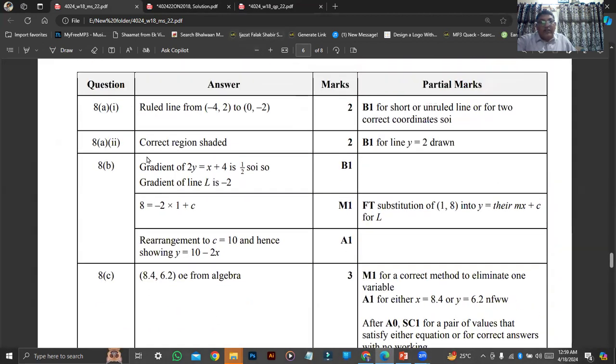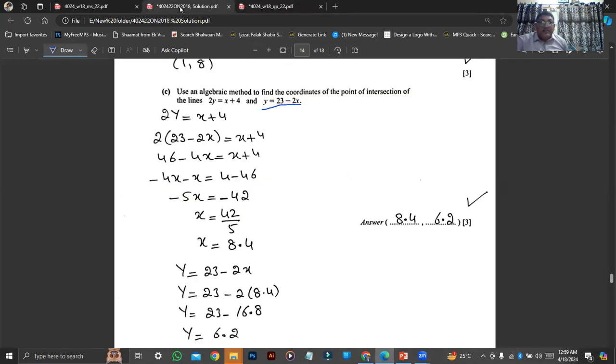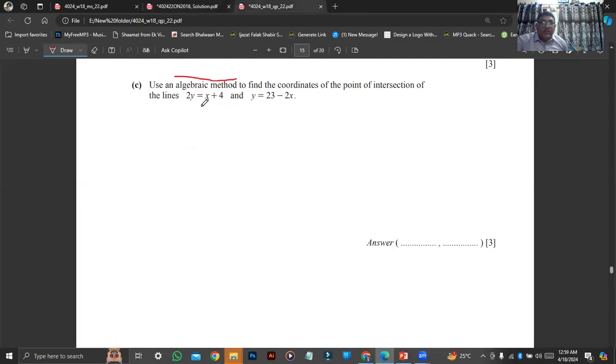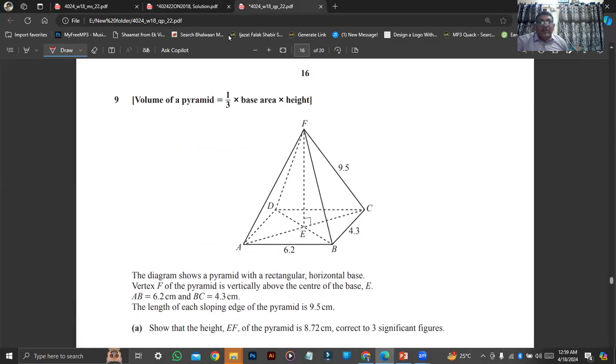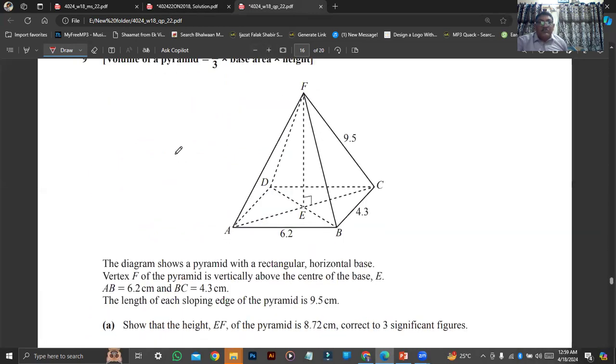This is 8.4 and 6.2. So this is how this is done. This is the solution. Okay, so my dear students, we are done with question number 8. We are going to the next question, that is question number 9.